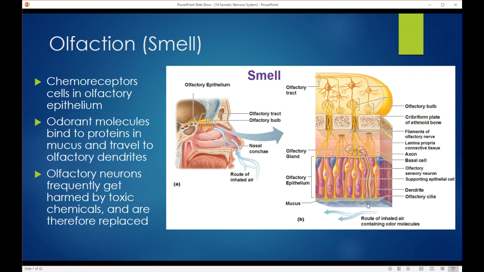Okay? So here's our mucus. There's the olfactory cilia. And we're going to have the smell odorant is going to bind to those proteins within the mucus. They travel to those olfactory dendrites. And then we're going to cause an action potential to travel. Okay. And we're going to then form that sort of connection point at the olfactory tract. So remember, the olfactory bulb is right there. Here, this is the olfactory nerve, that's cranial nerve number 1.